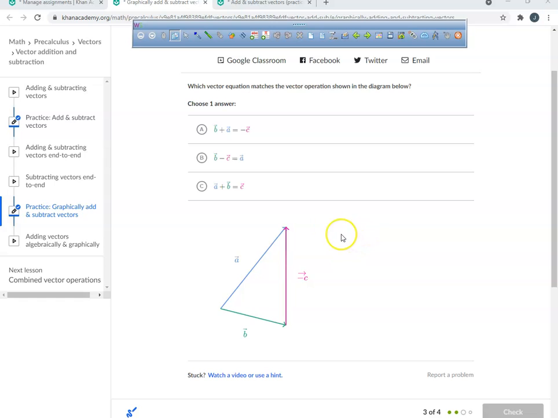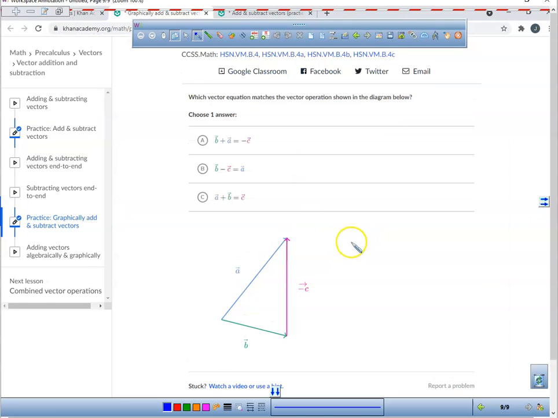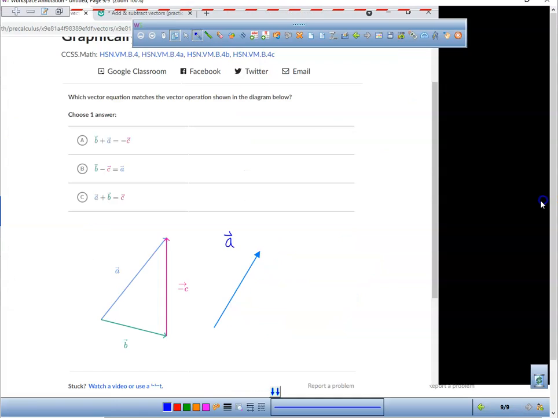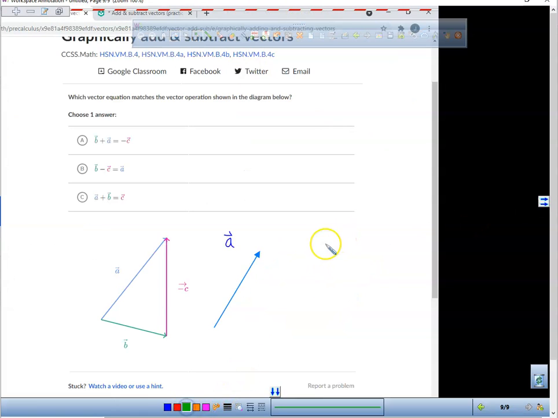I'm going to get 100, just so you know. So we have vector A. And what does vector A look like? It just goes up and to the right. So I'm just going to draw up and to the right. Give myself a little bit of space. Vector B goes down and to the right like this.